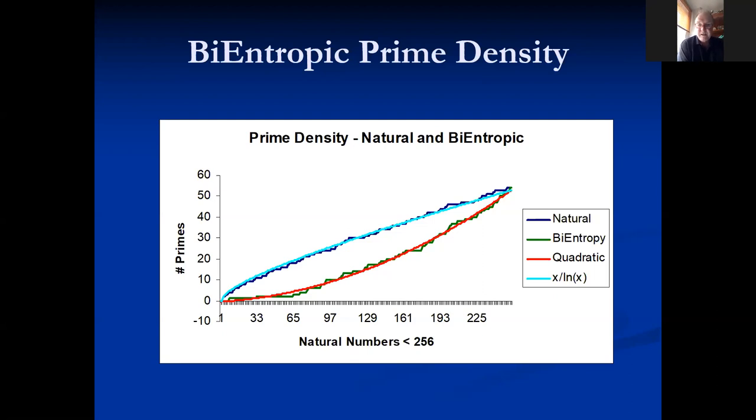And so the blue line is a smooth natural logarithm curve, because prime number theory tells us that the prime density is according to the natural logarithm of x, or more correctly, what is known as the logarithmic integral of x. I use log x and li x interchangeably. And the red line and the green line show the bioentropic prime density. And as you can see, the green line fits very closely a quadratic curve. And this was a surprise, particularly the closeness of fit between the bioentropic prime density and the quadratic.